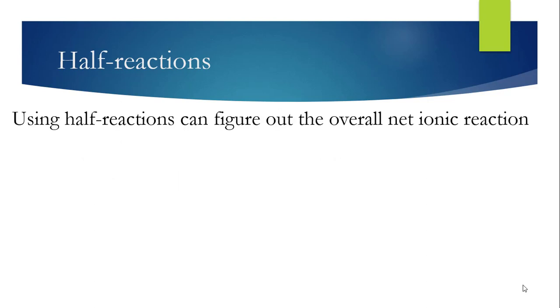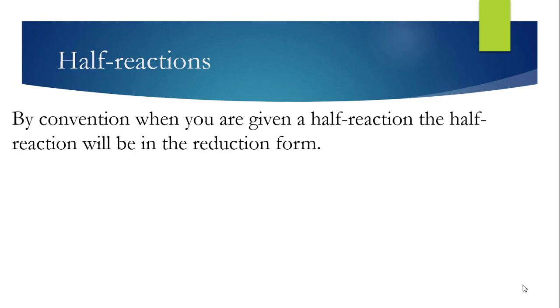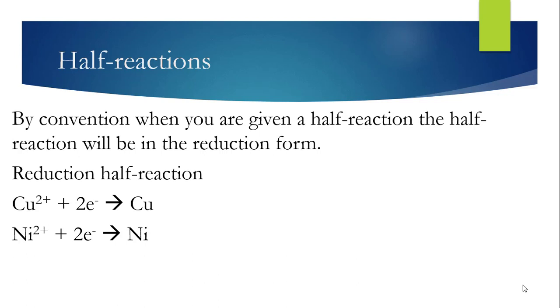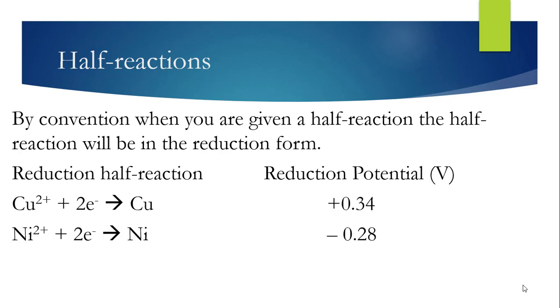If you have half reactions, you can figure out the overall net reaction. And when you are given half reactions, by convention, the half reaction will be in the reduction half reaction form. So in a question, you'll be given something that looks like this. In this case, copper and nickel, both in reduction form. You'll also be given something called the reduction potential, which has a unit of volts. These are the reduction potentials for the copper and nickel, respectively.